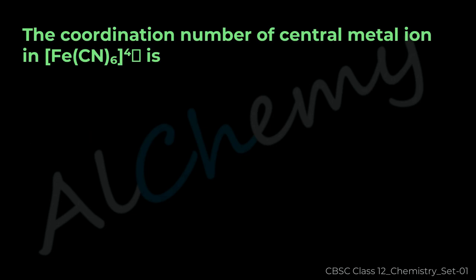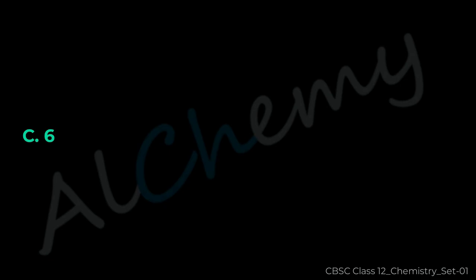Viscosity. Question 14. The coordination number of central metal ion in Fe(CN)6 is A. 4, B. 5, C. 6, D. 2. The correct answer is C. 6.